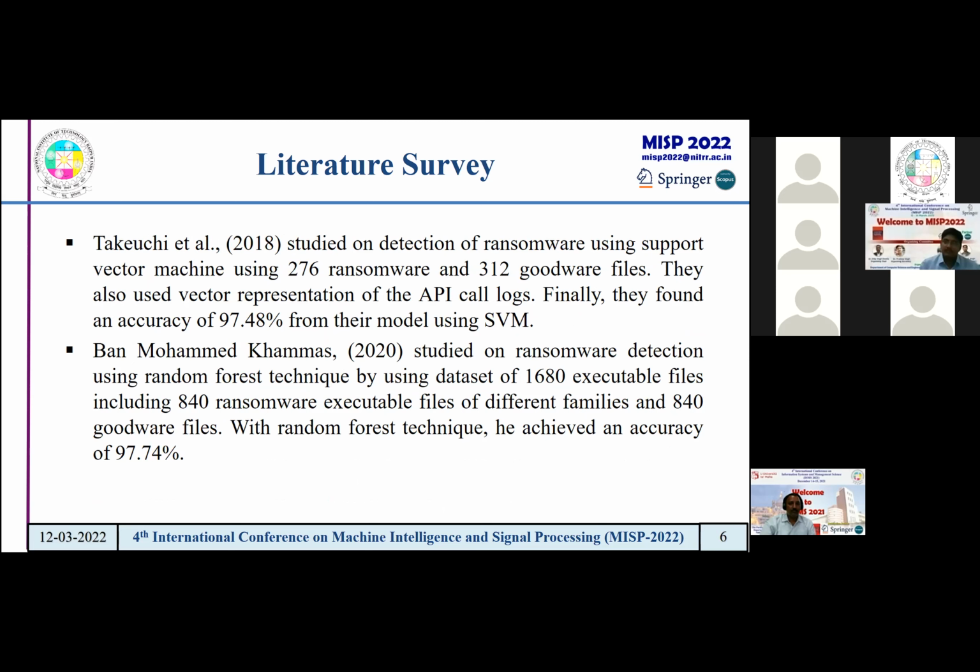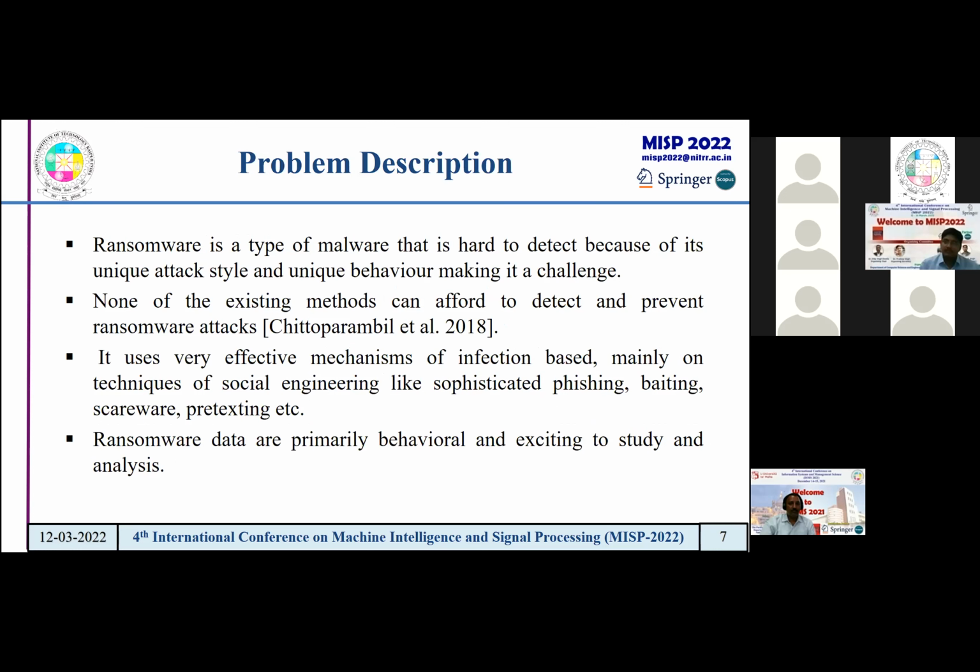Mohammed Khamas studied ransomware detection using random forest techniques, and for his model, he got an accuracy of 97.74%. Now, the problem here is that ransomware is a type of malware that is very hard to detect because of its unique attack style and unique behavior, making it a very challenging task. According to Chitoparambil, none of the existing methods can completely detect and prevent ransomware attacks. It also uses very effective mechanisms of infection based mainly on techniques of social engineering, like sophisticated phishing, baiting, scareware, pretexting, etc. So ransomware data are primarily behavioral and exciting to study and analyze.